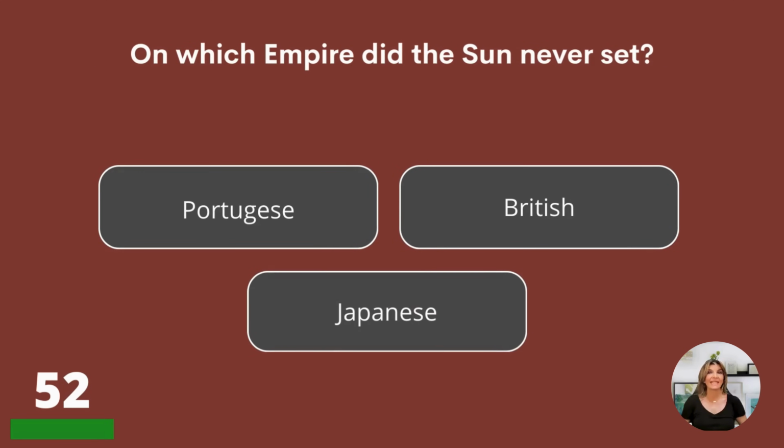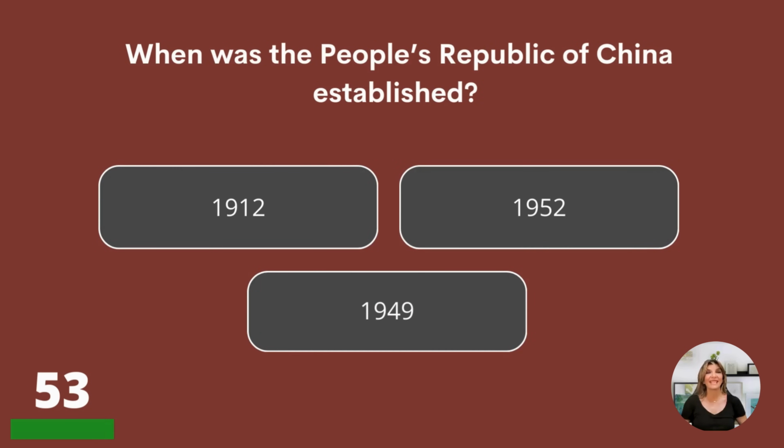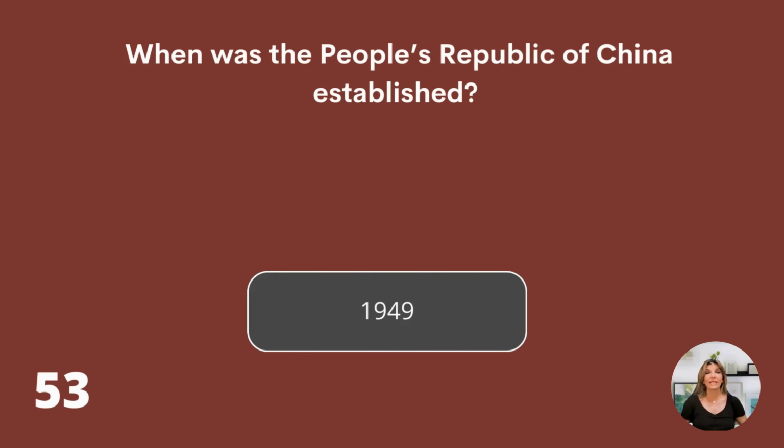On which empire did the sun never set? Portuguese, British, or Japanese? British. When was the People's Republic of China established? 1912, 1952, or 1949? 1949.